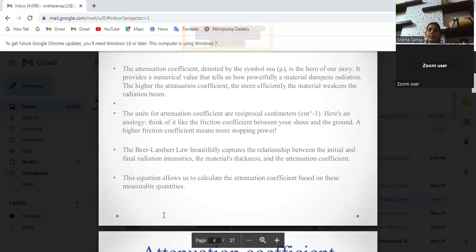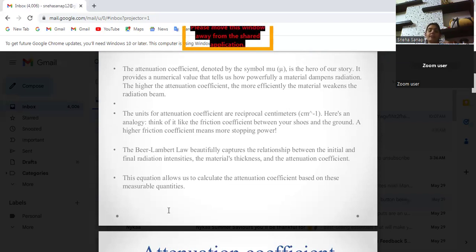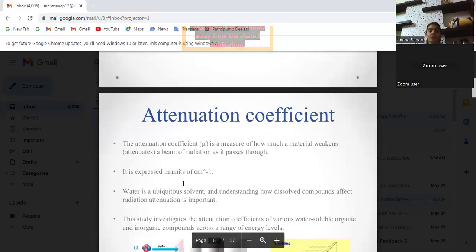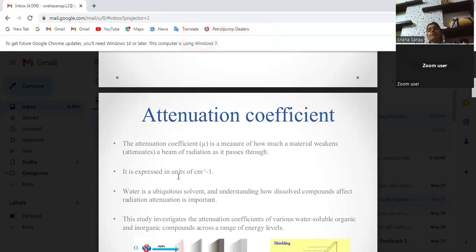The law we use in this whole process is the Beer-Lambert law, which beautifully captures the relation between the initial and final radiation intensity, the material thickness, and the attenuation coefficient. This equation allows us to calculate the attenuation coefficient from measurable quantities. We express the attenuation coefficient, mu, in units of reciprocal centimeter.